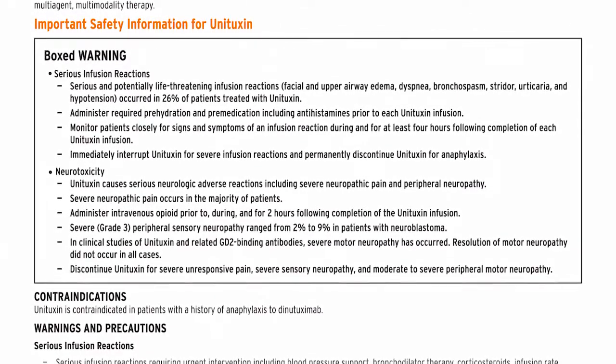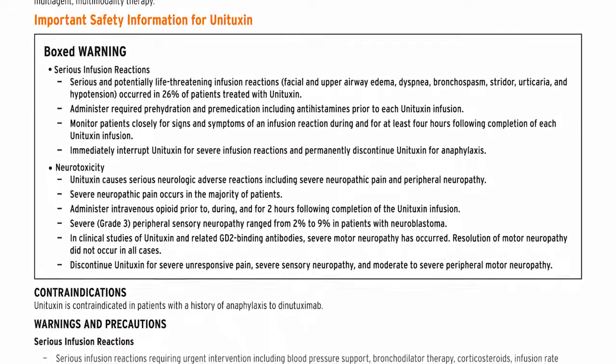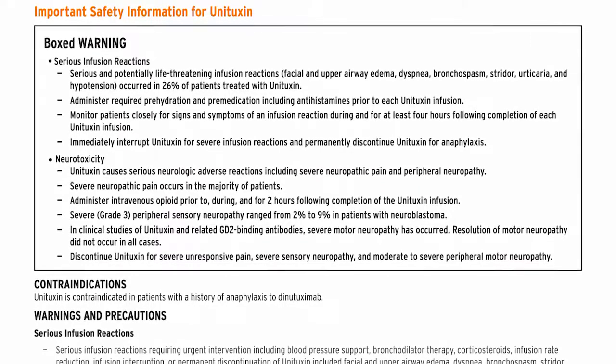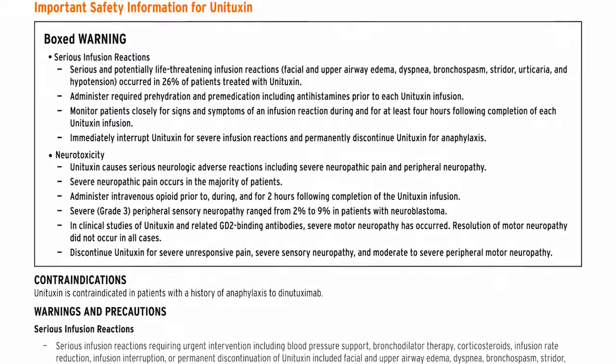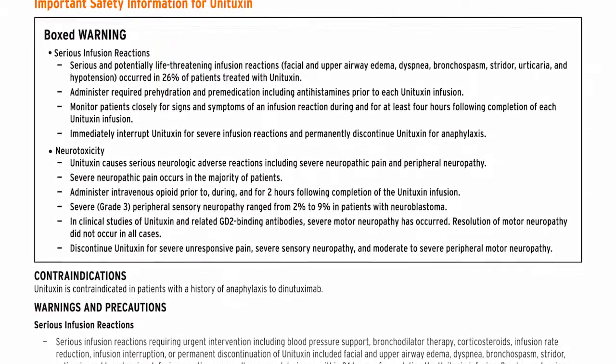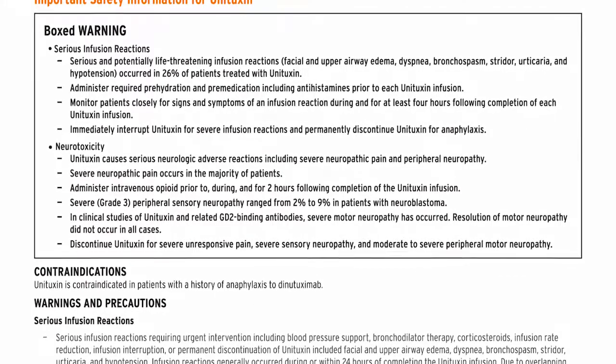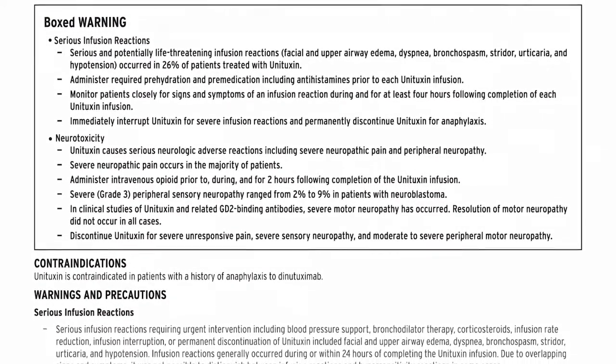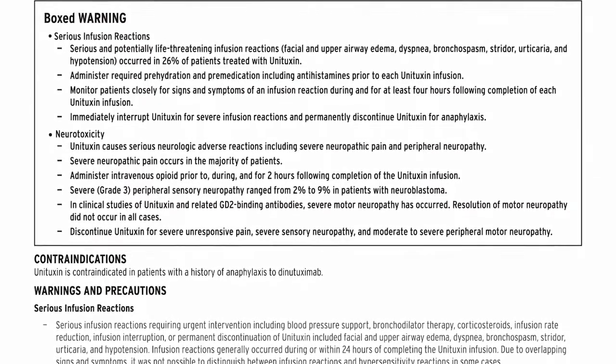Neurotoxicity. Unituxin causes serious neurologic adverse reactions, including severe neuropathic pain and peripheral neuropathy. Severe neuropathic pain occurs in the majority of patients. Administer intravenous opioid prior to, during, and for 2 hours following completion of the Unituxin infusion.